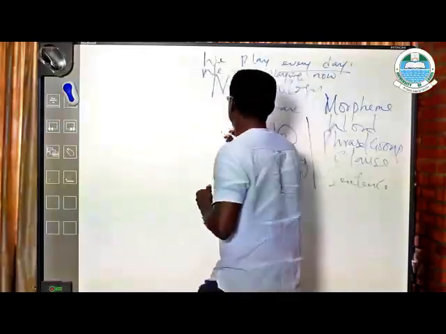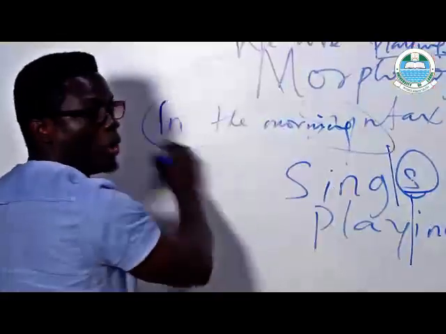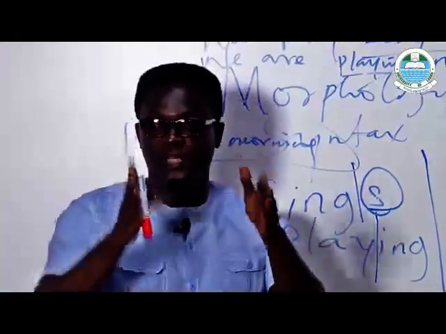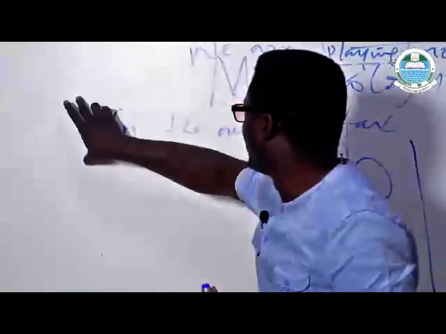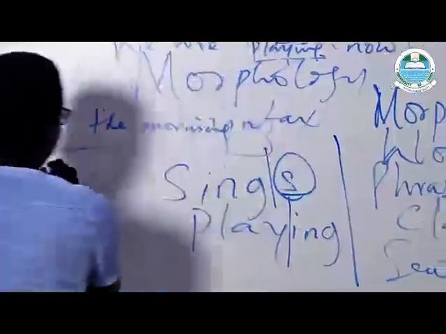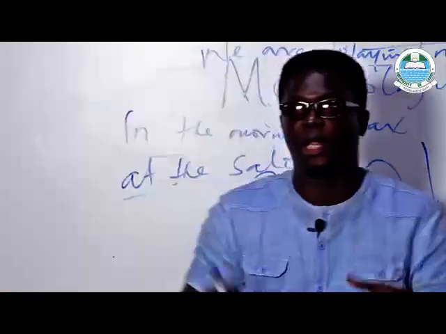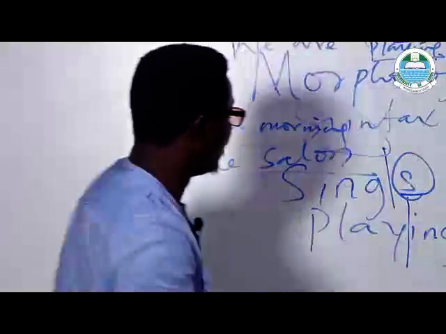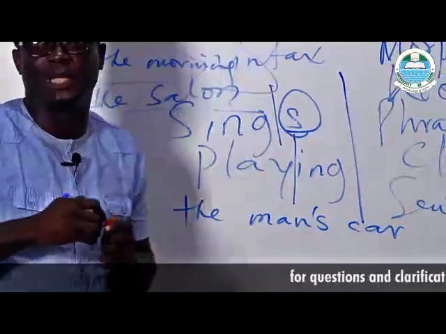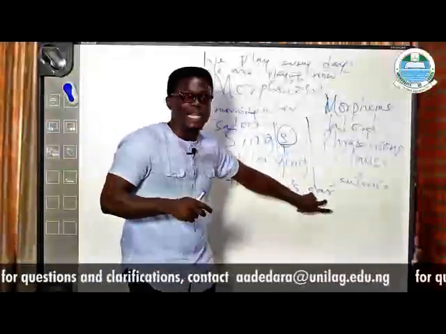For instance, if I say "in the morning", now I have three words here. This makes up what we call a prepositional phrase. All of these words together tell us about time. Now, if I take "at the salon", this is describing a place to us. So that's another prepositional phrase. Then, if I take "the man's car", I'm sure you agree with me that that is describing the name of something, identifying an object. So this is what you call a noun phrase.